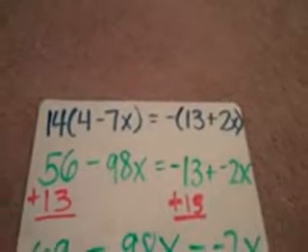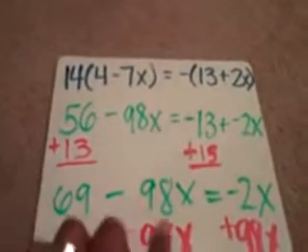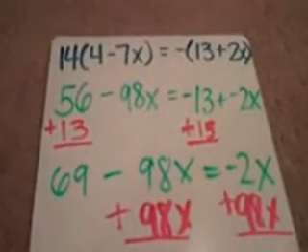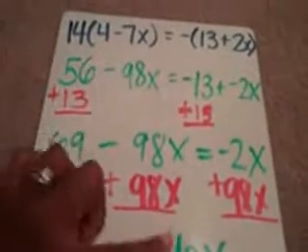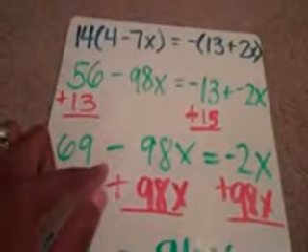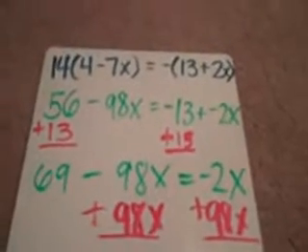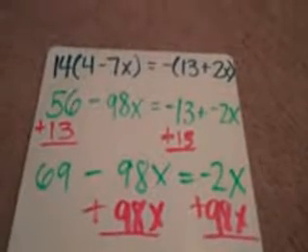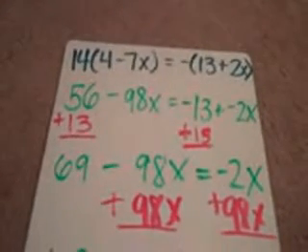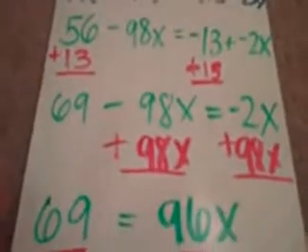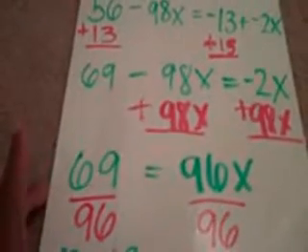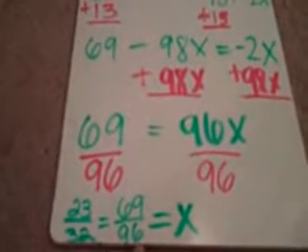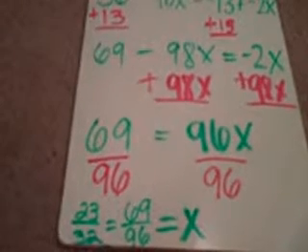Add 13 on both sides, so then I have 69 minus 98x is equal to negative 2x. I decide to add 98x on both sides because it's the inverse of subtracting 98x. I apologize. That's 69 minus 98x equals negative 2x. I add 98x on both sides, and I'm left with 69 is equal to 96x. Divide both sides by 96 and get x is equal to 69 over 96. Divide a 3 out of the top and the bottom, and I'm left with 23 over 32.